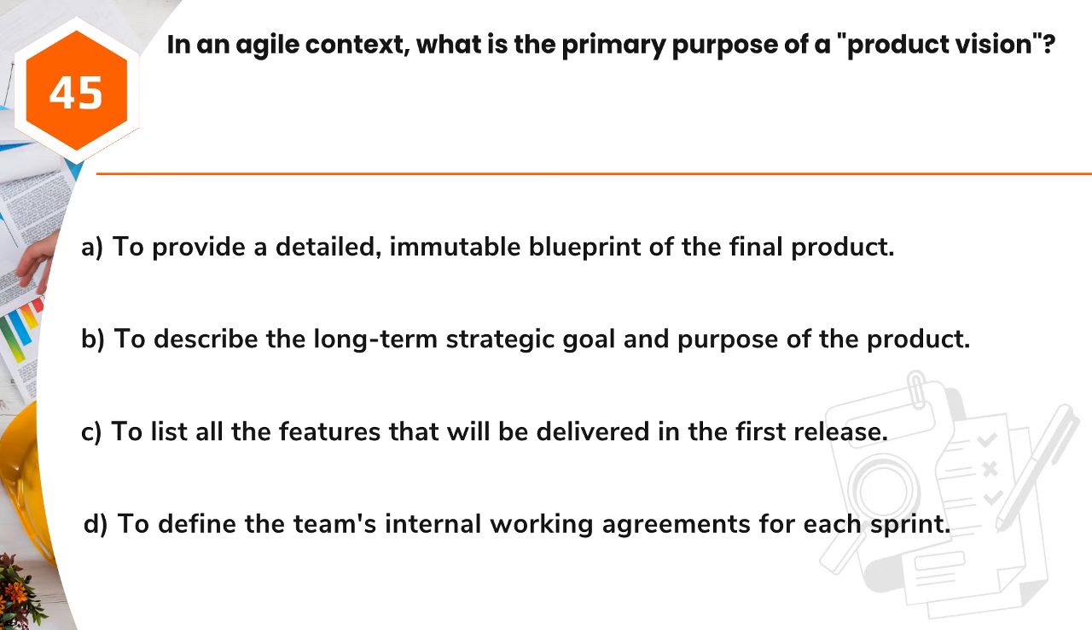Question 45. In an Agile context, what is the primary purpose of a product vision? A. To provide a detailed, immutable blueprint of the final product. B. To describe the long-term strategic goal and purpose of the product. C. To list all the features that will be delivered in the first release. D. To define the team's internal working agreements for each sprint.